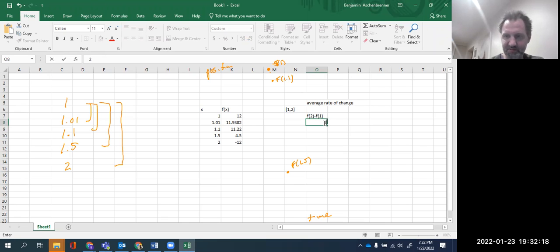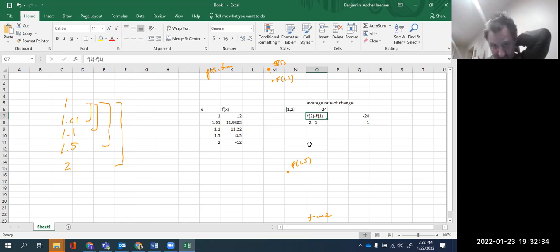put some spaces in here and see if I can fool it into not making this February. Okay, good. So that's going to be negative 12 minus 12, which is negative 24 over 1. So my first average rate of change is going to be negative 24.